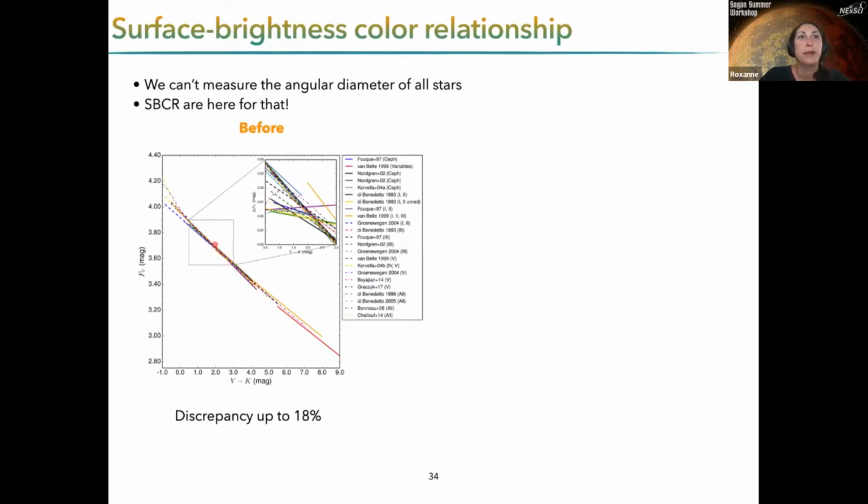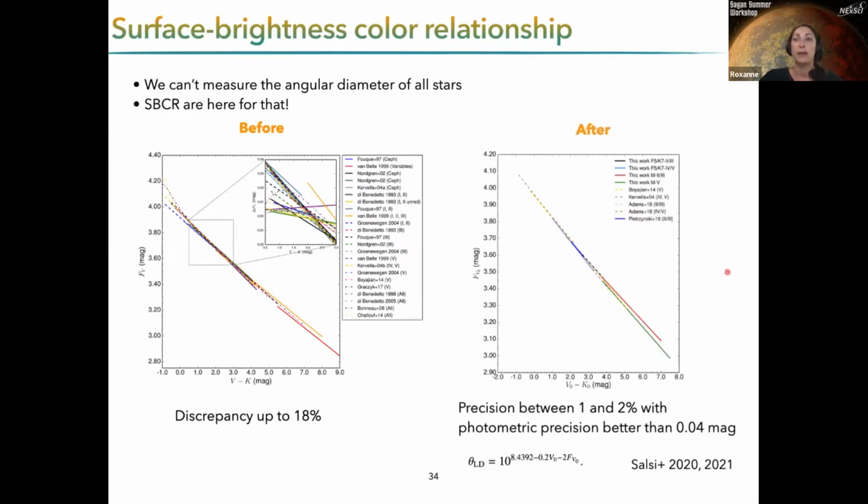There were many SBCRs, and they were not consistent with each other, especially for stars that are not on the main sequence. And happily, there have been recent studies that show that we can have an angular diameter using these SBCRs within 1 or 2% precision if we have good photometry. So for all the stars that host a transiting exoplanet, but that we cannot measure with interferometry, we can use these SBCRs that are calibrated with interferometry.